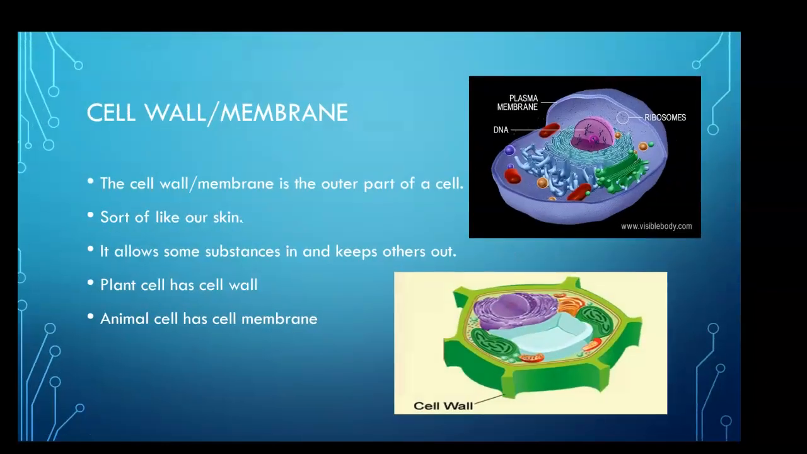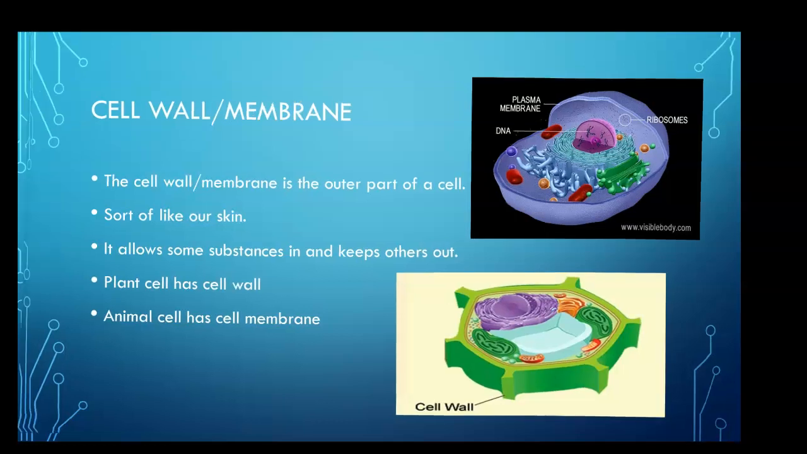Next, we have our cell wall and our cell membrane. So these both are the outer parts of a cell. The difference is that a cell wall is in a plant cell and a cell membrane is in an animal cell. We're not going to get into detail about that yet, but just know that these are the outer parts of the cell. So they're sort of like our skin. They protect us, they allow some substances in, and they keep others out.